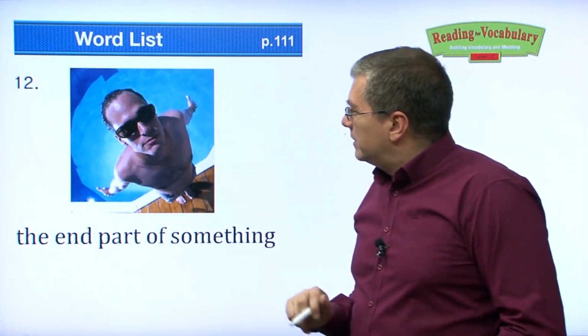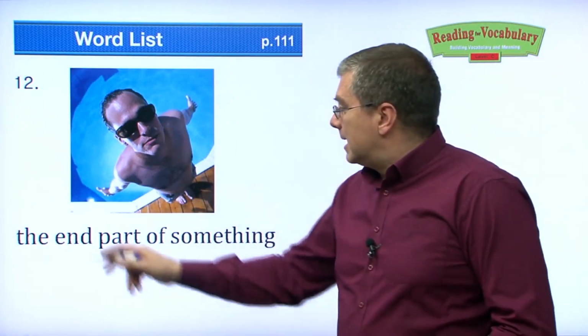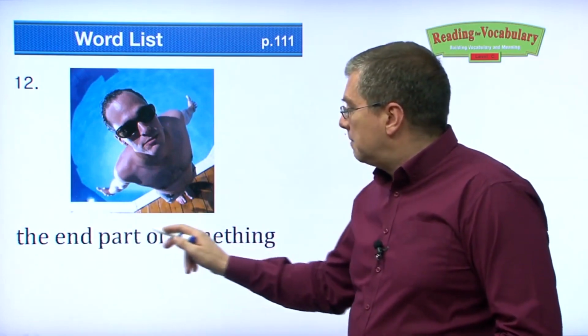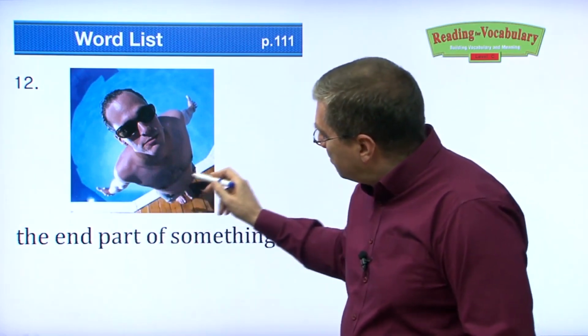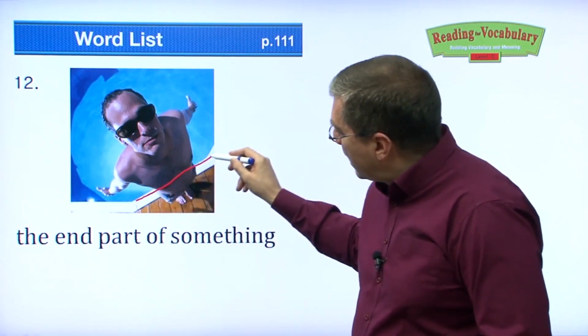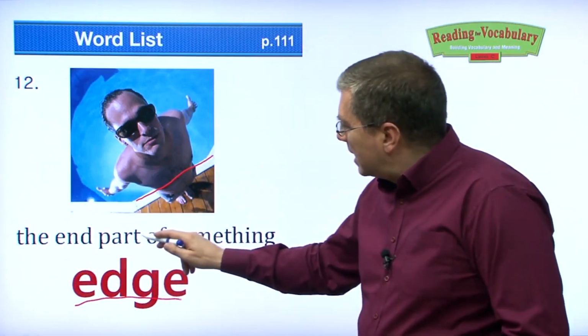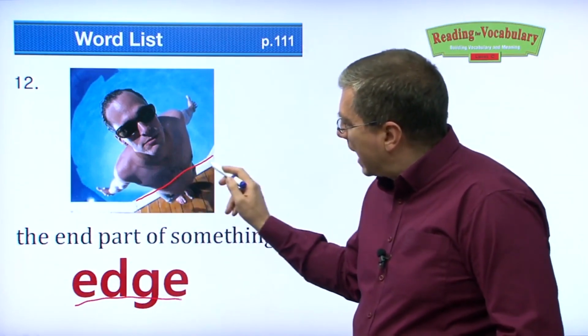Now, this man, what is he doing? He looks like he's about to go swimming, right? He is standing on the end part of something, the end part of the deck, right? That's the end. What do we call that? We call that the edge. He's standing on the edge of the pool deck, right?